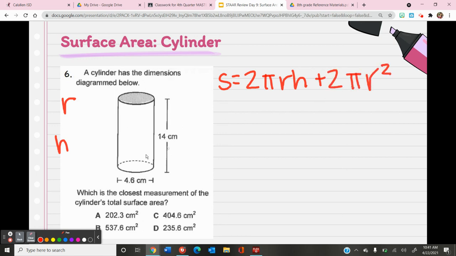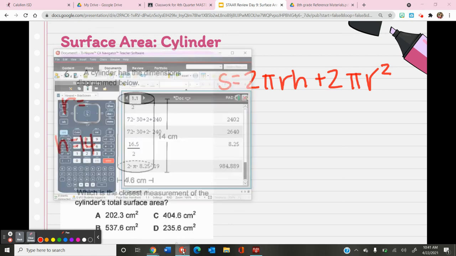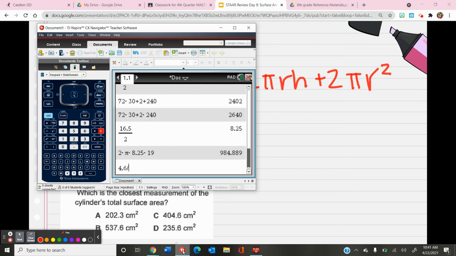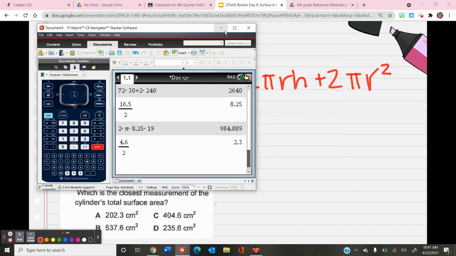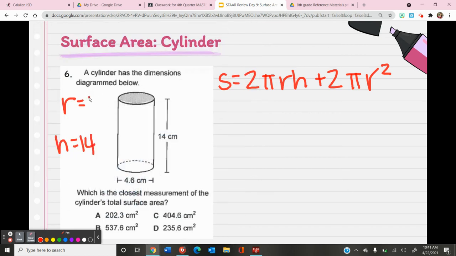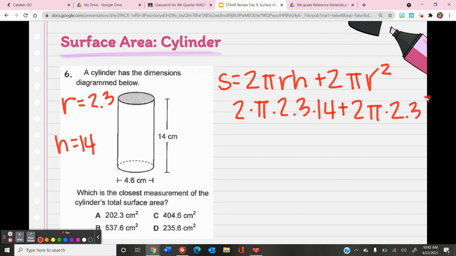So I know the height of my cylinder is 14, and the radius, however, they give me my diameter, which is 4.6. So to find my radius, I have to divide by 2, and we get that my radius is 2.3. So plugging these numbers into my formula, I have 2 times pi times 2.3 times the height, which is 14, plus 2 pi times the radius, which is 2.3 squared.